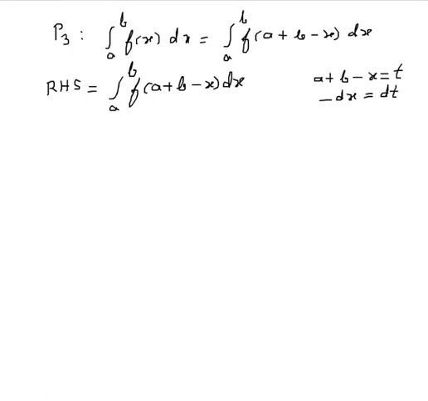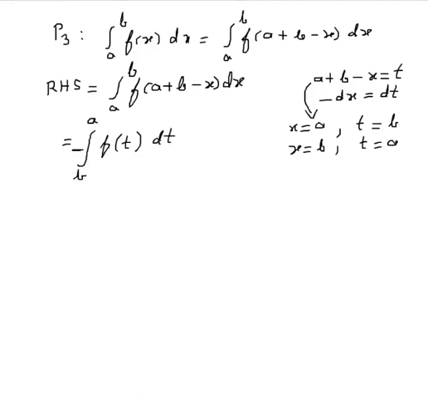Let us change the limits. When x is a, substitute here. a plus b minus a, and a are getting cancelled, t becomes b. And when x is b, a plus b minus b, and b will get cancelled, t becomes a. Let us substitute the corresponding limits for t. The lower limit becomes b, the upper limit becomes a. F of a plus b minus x is t and dx is minus dt. Let us write the minus sign outside the integral and dt.